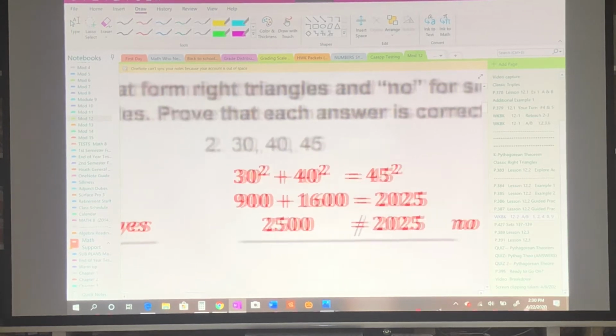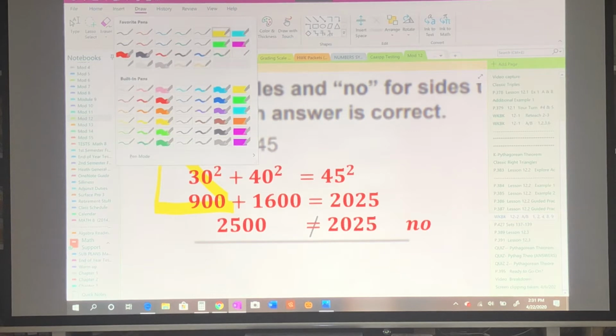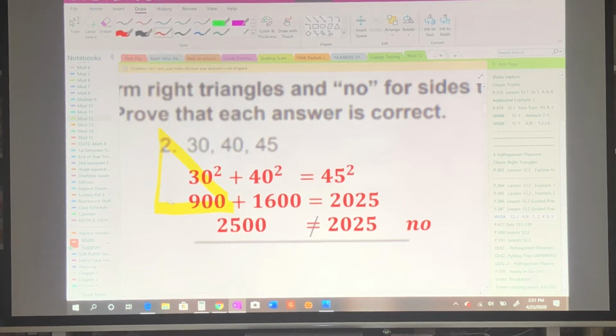Number 2, 30, 40, and 45. 30 squared is 900. 40 times 40 is 1600. 45 squared is 2025. Left side equals the right side? Nope. Not a right triangle. That right angle might be off by just 1 degree. Instead of it being a 90, no box, it could be an 89 or a 91 or an 89.2, who knows, but it's not exactly a right triangle, so that's why we're putting no here.